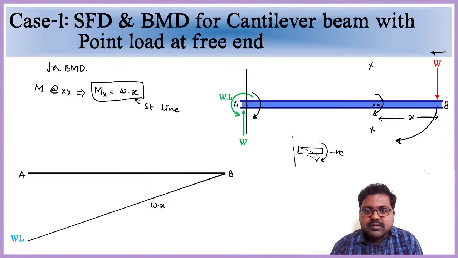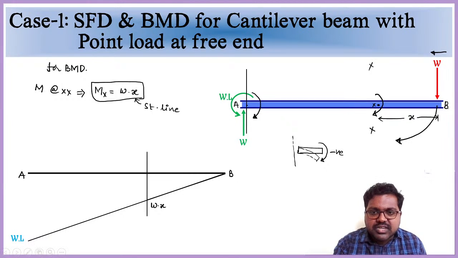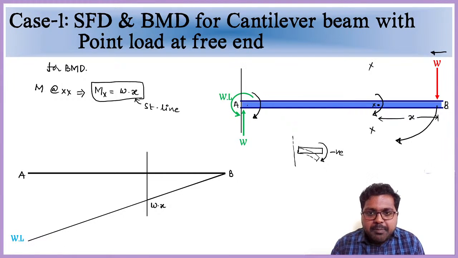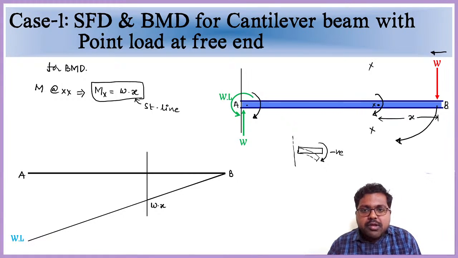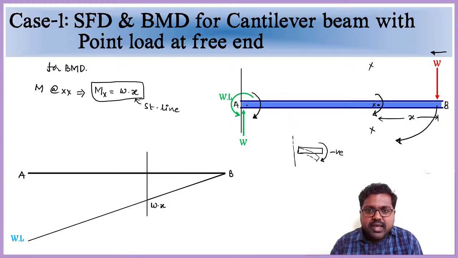So then next, see, this is for our easy understanding. I am taking this section immediate left or immediate right. But actually at the section we have to take immediate, means just adjacent. Now I am taking this cross section just left side of the support A. Then what will happen? Here we are having this W, and here we are having this W. If we are going to calculate these moments, immediate left to A means A is also considered this time, right?